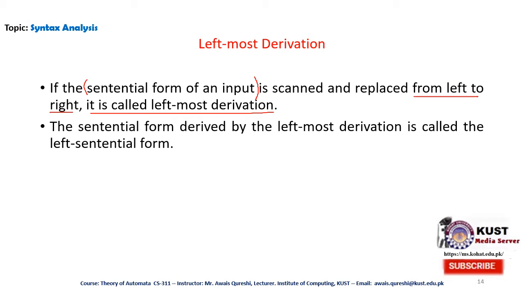So when we scan the sentential form of an input and replace it in a left to right fashion, it is called leftmost derivation, and the sentential form derived by the leftmost derivation is called the left sentential form. Okay, so these two names can be used interchangeably. We call it leftmost derivation, and the product of this leftmost derivation is the left sentential form. So it has two names, leftmost derivation and left sentential form.